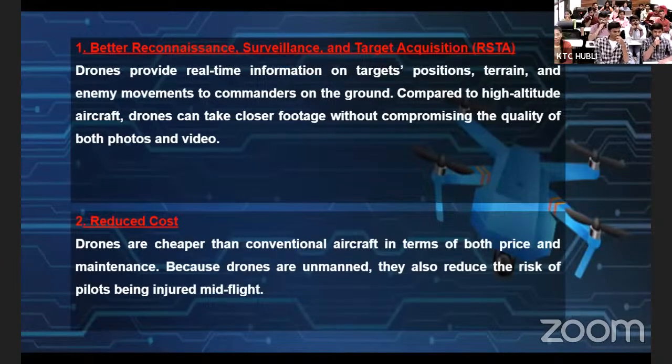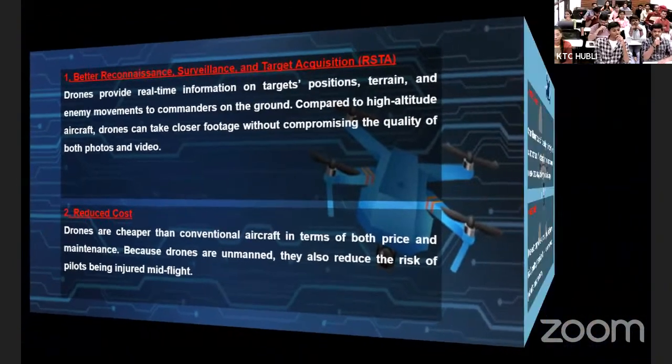And the second point is reduced cost. Drones are cheaper than conventional aircraft in terms of both price and maintenance because drones are unmanned, and they also reduce the risk of pilots being injured in mid-flight.